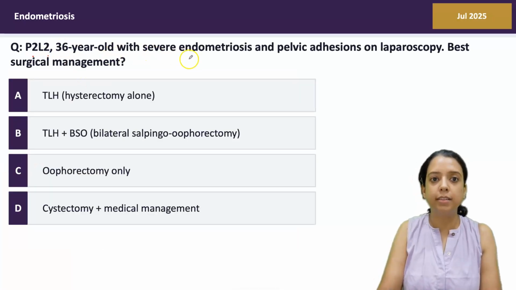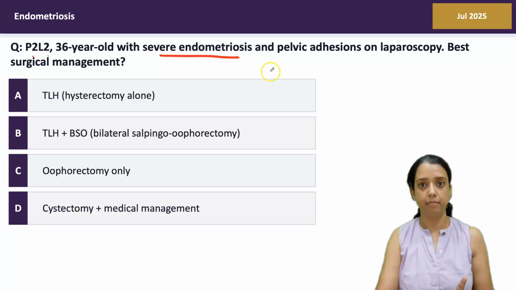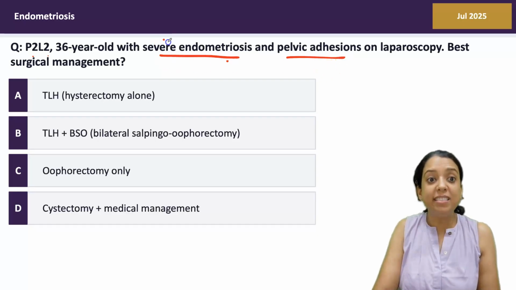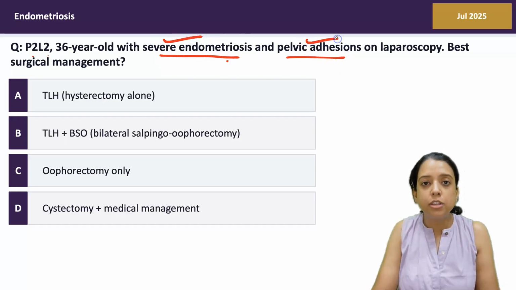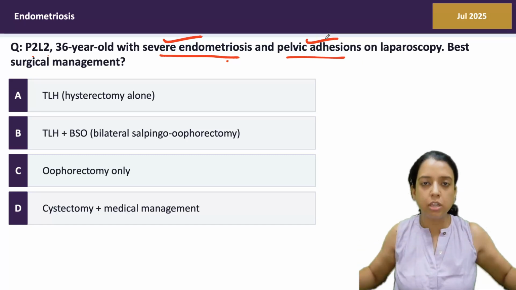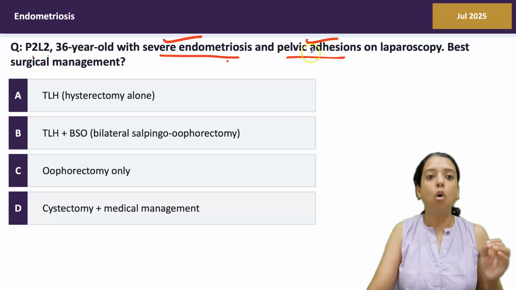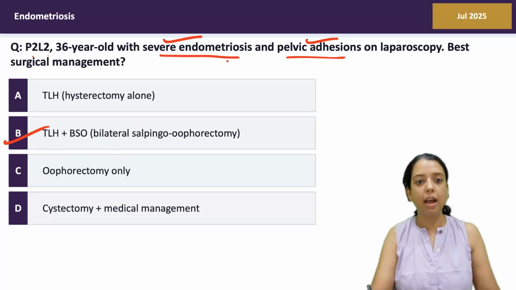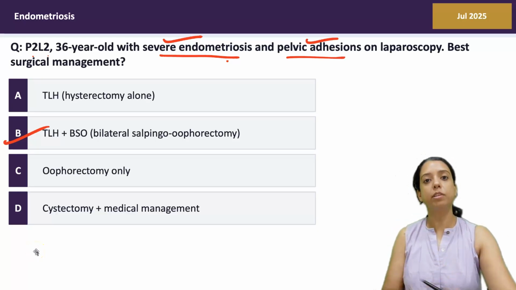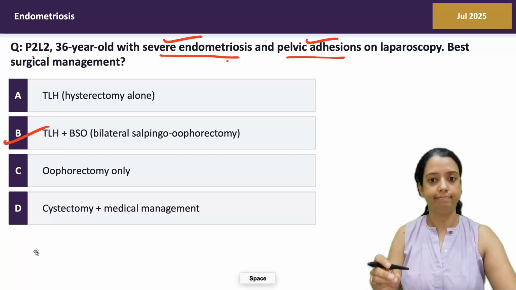Para 2 live 2, 36-year-old with severe endometriosis. So many questions on endometriosis. Severe endometriosis, pelvic adhesions. What will you do? When it is severe and so many adhesions are there, you will remove the adhesions, you will remove the uterus. It might be very painful for this lady. You also remove the ovaries, otherwise endometriosis will form again. Since endometriosis can form again, you will remove the ovaries also. Okay.